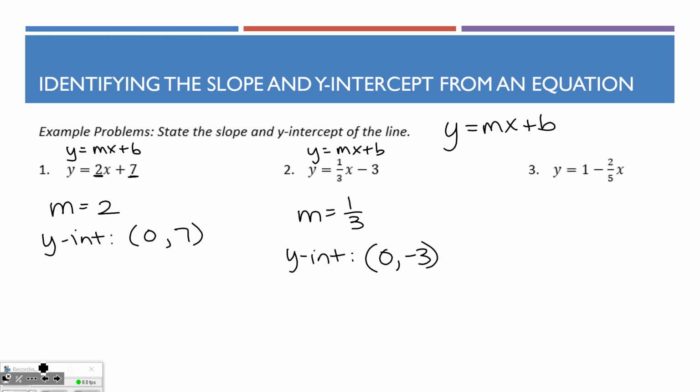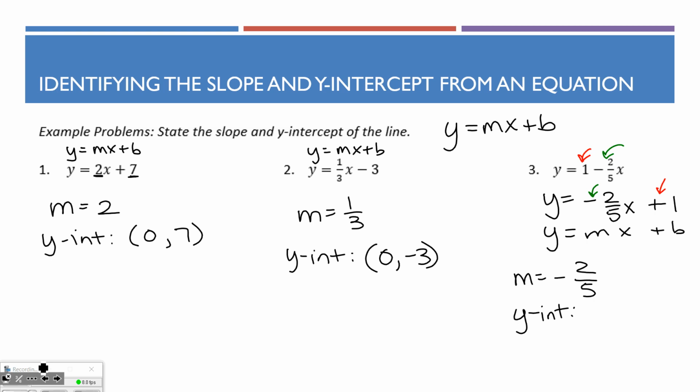If I look at number 3, this is y is equal to 1 minus 2/5 x. So this is not quite slope-intercept form. In order for it to be slope-intercept form, the x term has to come first. So I'm going to quickly reorder these terms. I'm going to rewrite this as y is equal to negative 2/5 x plus 1. Notice that the 1 in the original equation was positive, so it has to be positive here. And the 2/5 was negative, so it has to be negative here. So now this is my equation, like y equals mx plus b. And I can read off my slope is negative 2/5, and my y-intercept is the point (0, 1), because that b value is 1.